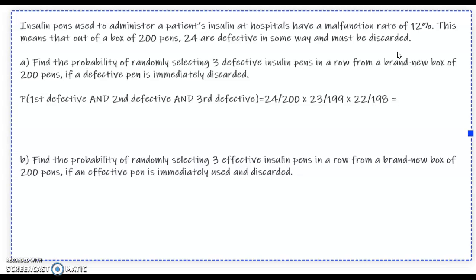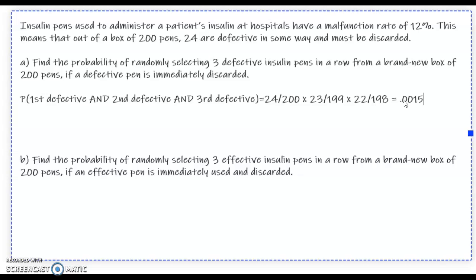Okay, and now in your calculator, you're going to do 24 divided by 200 times 23 divided by 199 times 22 divided by 198. And when I put that in my calculator, I'm going to double check that I put it in correctly. That's looking good. I'm seeing 0.0015. I'm going to round that to 4 decimal places. But whatever the directions say in your assignment, make sure you round accordingly. Okay? So far, so good?